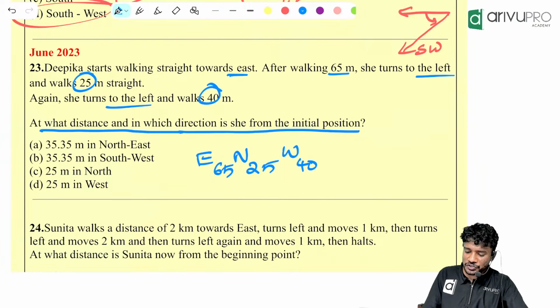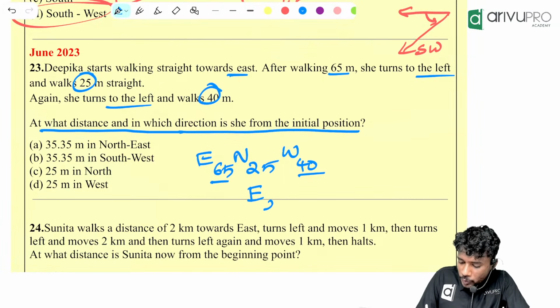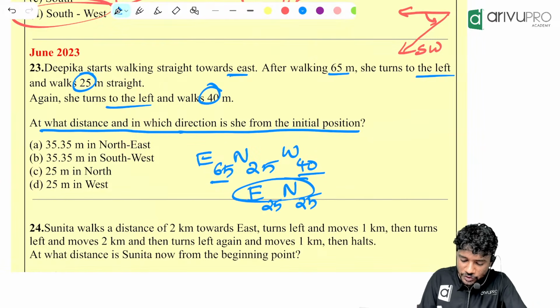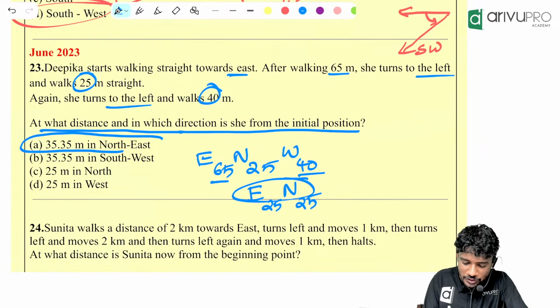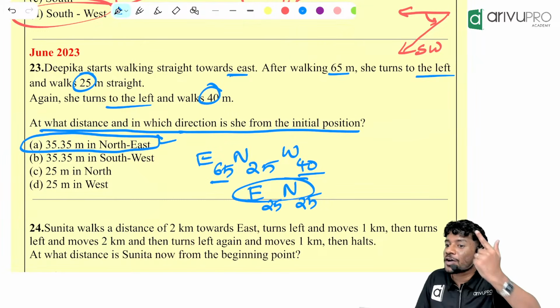Then what is remaining? East 65 and west 40 will become east 25. Then north 25 is remaining. Now tell me, the answer is northeast. Only one option is having northeast, so option A is our answer. We don't even need to find the distance since only one option is there.